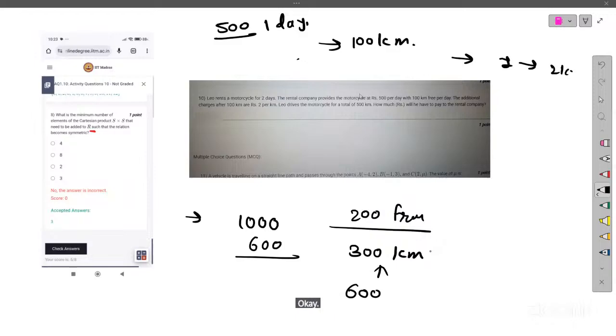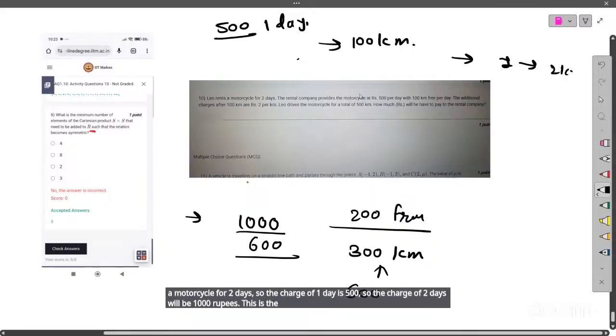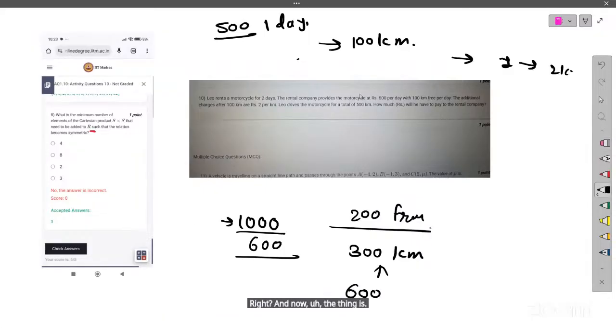Ma'am, could you explain the doubt once more? Yeah, so here it says that Leo rents a motorcycle for 2 days. The charge of 1 day is 500, so the charge of 2 days will be 1000 rupees. This is the charge of 2 days. And now the thing is, he drives for 500 kilometers.